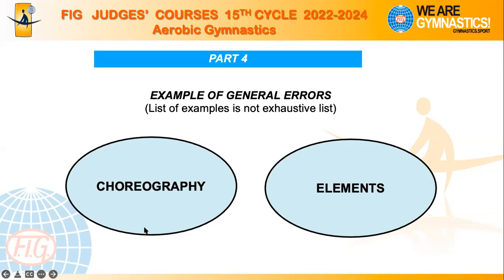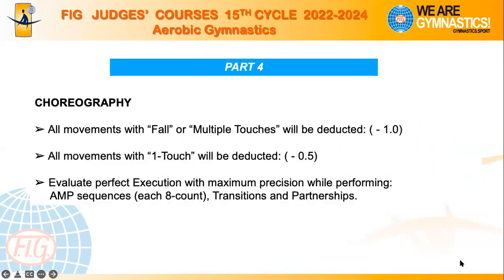Now we'll give you the general errors for choreography and general errors of elements. Now choreography: all the movements with a fall, of course, or multiple touches will be deducted 1. Again, just to remind, one touch or wrong technique, with the AMP, not too much, but 0.5. And evaluate perfect execution with maximum precision while performing AMP sequences in each 8 count, transitions, and partnership.